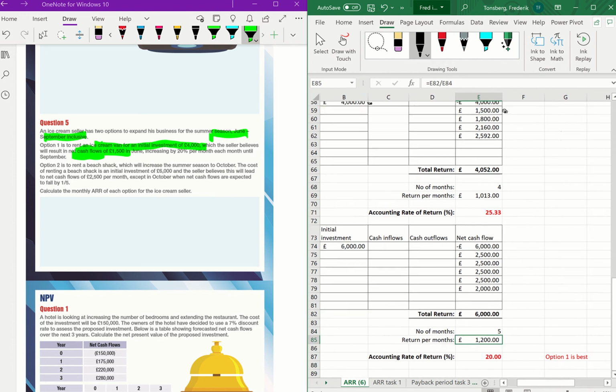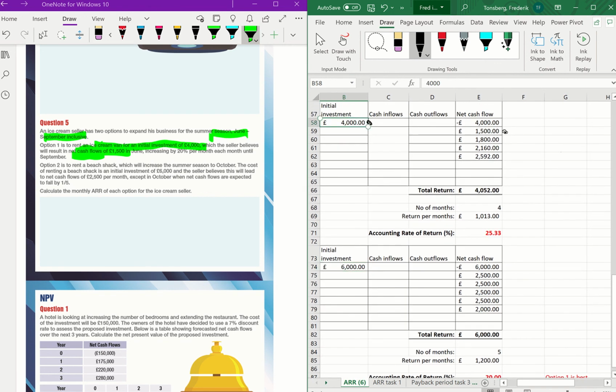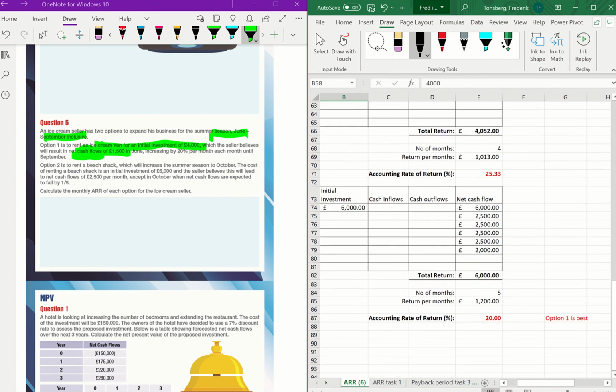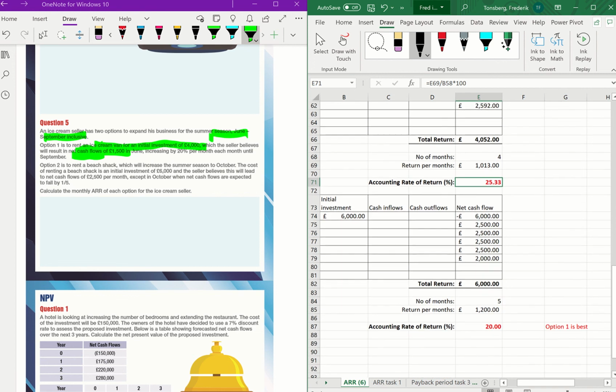But again, because the initial investment is £2,000 more for option B, so that's £6,000 compared to option A, which is £4,000, significantly more there. That is what really brings down this overall project, and as a result, option A is the best option, mainly because the initial investment is significantly cheaper. So in this case, go with option A.